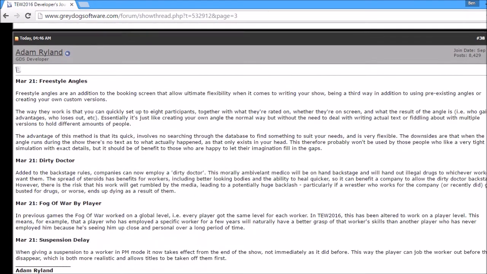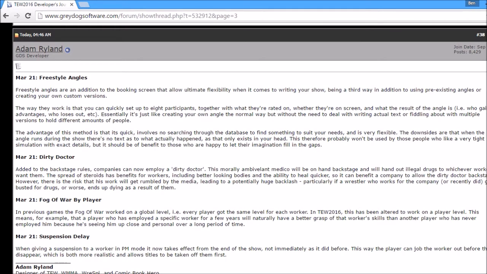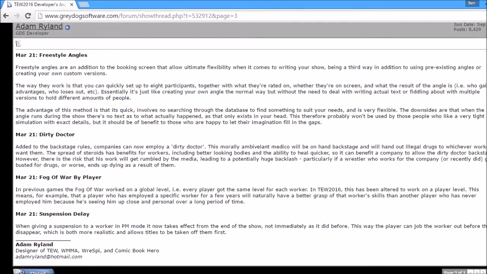Anyways, Dirty Doctor. Added to the backstage rules, companies now can employ a Dirty Doctor. This morally ambivalent medico will be on hand backstage and will hand out illegal drugs to whichever workers want them. The spread of steroids has benefits for workers, including better looking bodies and the ability to heal quicker. So it can benefit a company to allow the Dirty Doctor backstage. However, there is a risk that his work will get rumbled by the media, leading to a potentially huge backlash, particularly if a worker who works for the company or recently did gets busted for drugs, or worse, ends up dying as a result of them. Oh, God, no, he's dead. Yeah, he's dead.